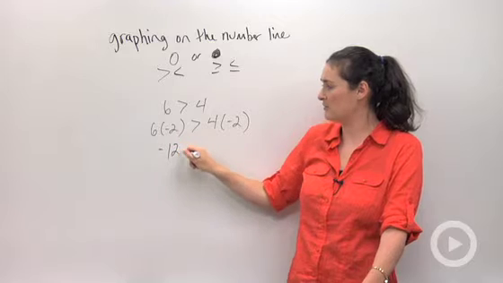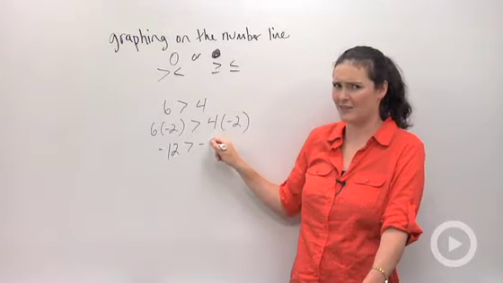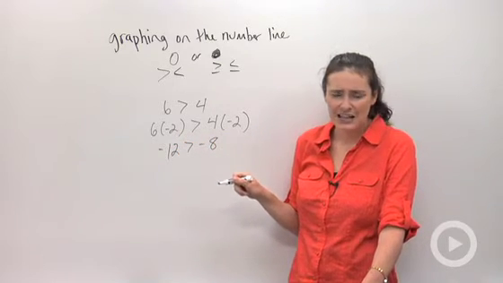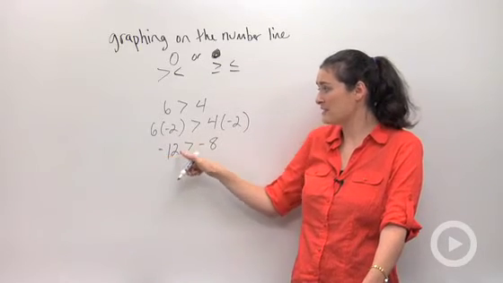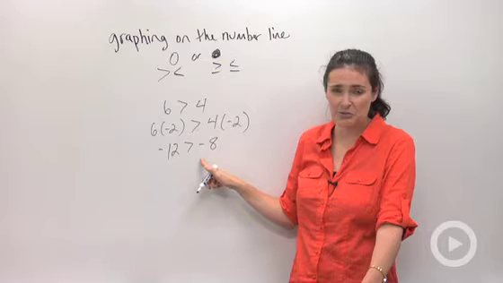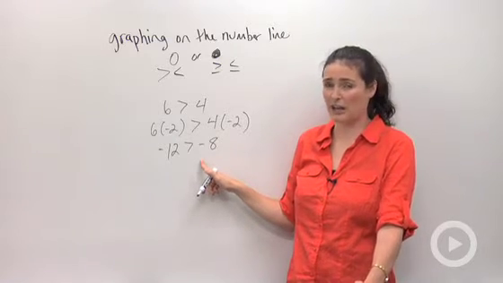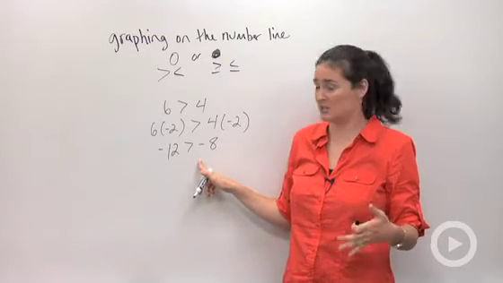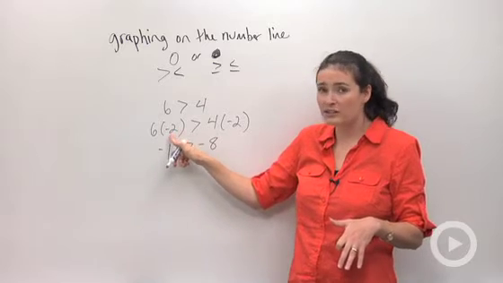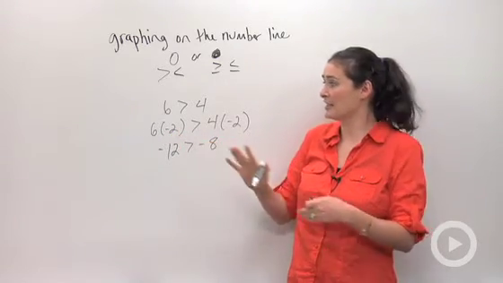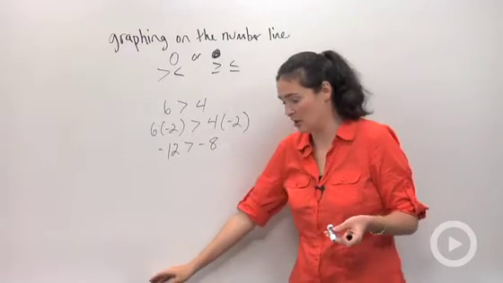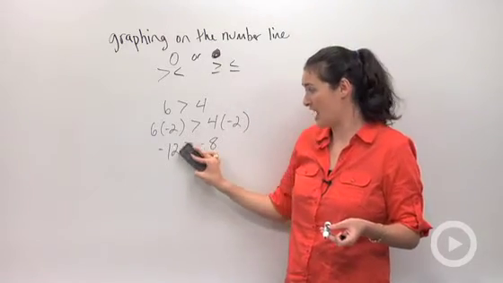Now I have -12 is bigger than -8. That's not true. +12 is bigger than +8. But when this negative gets involved, things get really tricky. And this is what I'm talking about. I'm going to say it tons and tons of times. If ever you multiply both sides or divide both sides by a negative value, you need to change the direction of the inequality symbol. I need to change this guy.